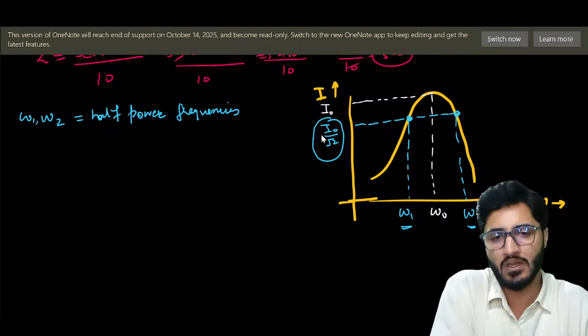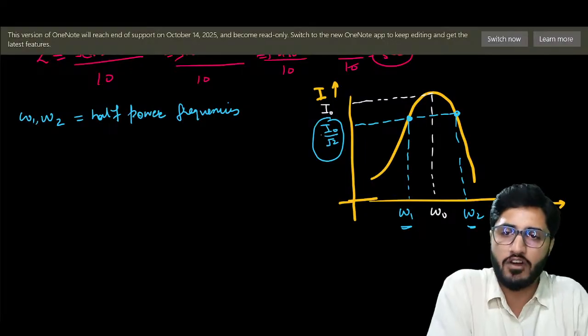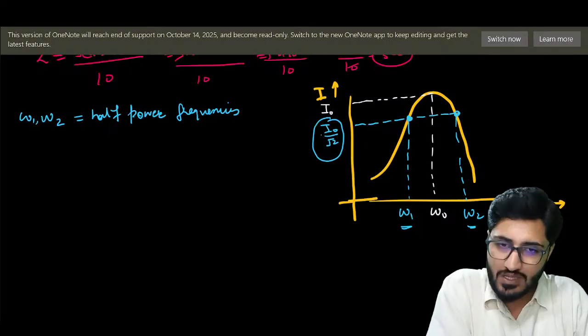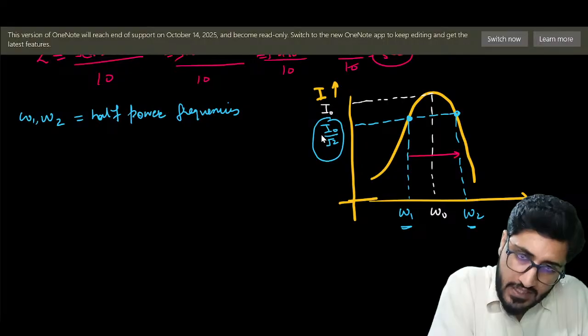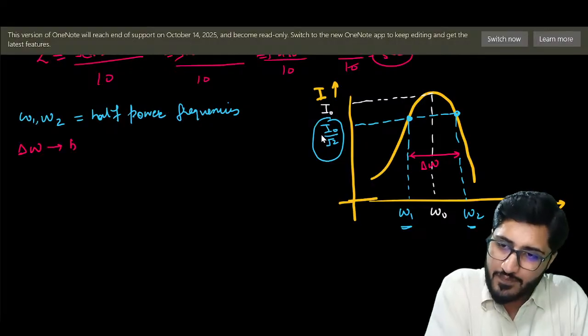Okay, look now. So these omega 1 and omega 2 are known as half power frequencies, and the width between these two is known as delta omega, and delta omega is known as bandwidth.